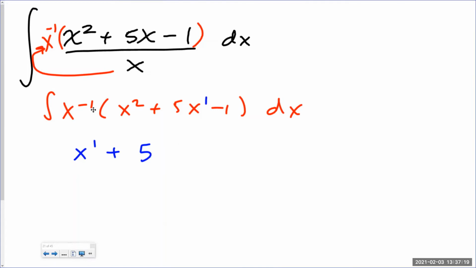But let me say this. X to -1 times 5x. Isn't x to -1 really 1 over x times 5x? And so do you see the x's cancel out? And that's why it's 5. Okay. All right, let's look at this. What's x to -1 times -1? Negative x to -1 dx integral.